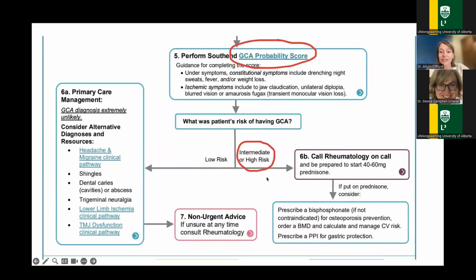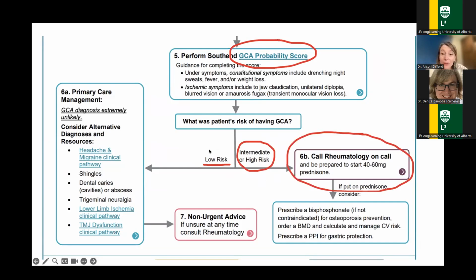If the patient is intermediate or high risk, the best way to refer these patients, I think, is to call the rheumatologist on call. So this can be done through Rapid, and Rapid will find whichever of us is on. That way we can have a discussion, we can talk about starting prednisone, and we can make sure we get that patient in fairly quickly and get the rest of the testing lined up. I think that is probably the fastest and best way to do it.